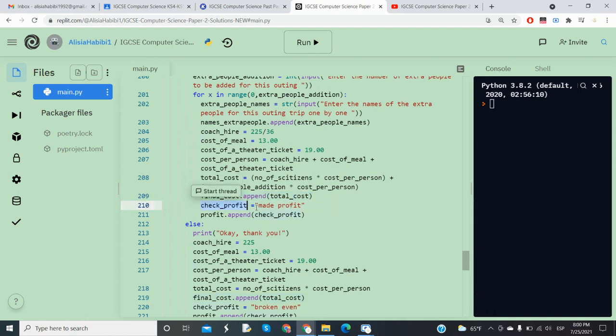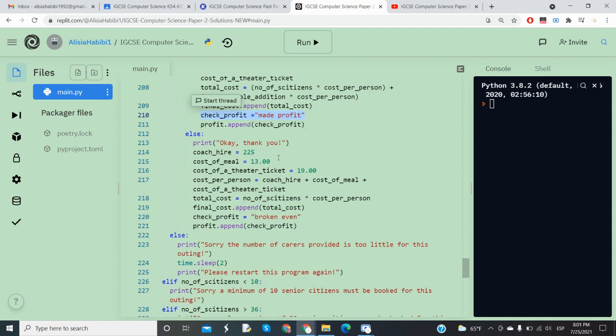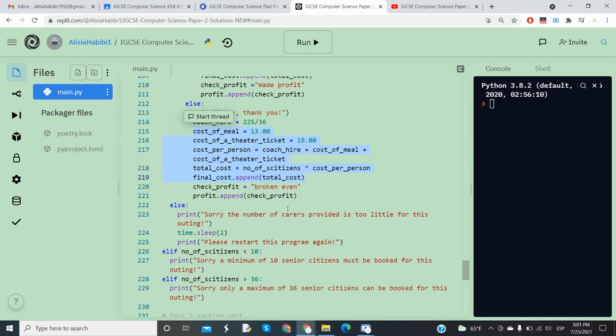And again, the check profit, which says made profit because there are extra people going. So more people are going to be paying for the tickets and they're going to be paying for the meal cost, so that is going to give extra profit. And finally, if they say no, they don't want to add extra people, then it just says, okay, thank you. And it does not add any extra person to the cost. And so that would mean it will be a broken even.